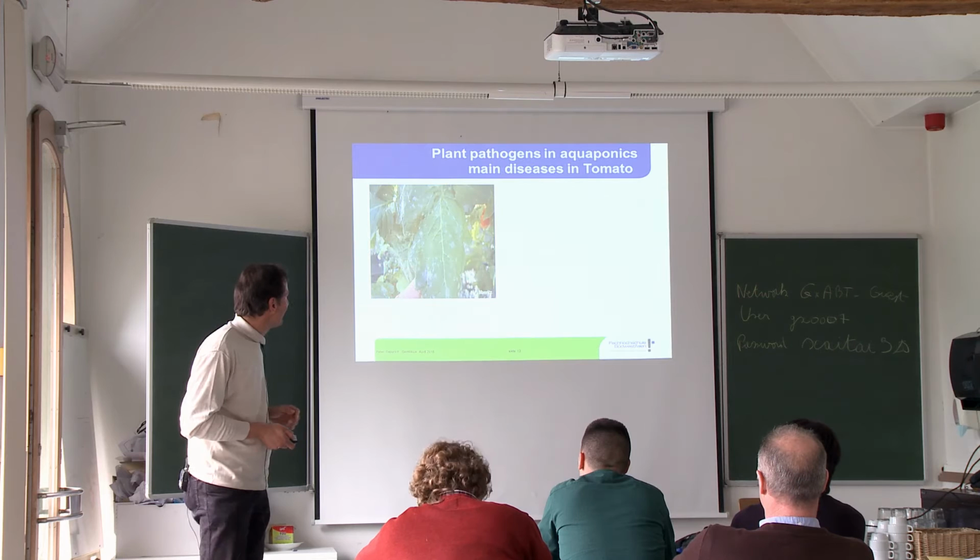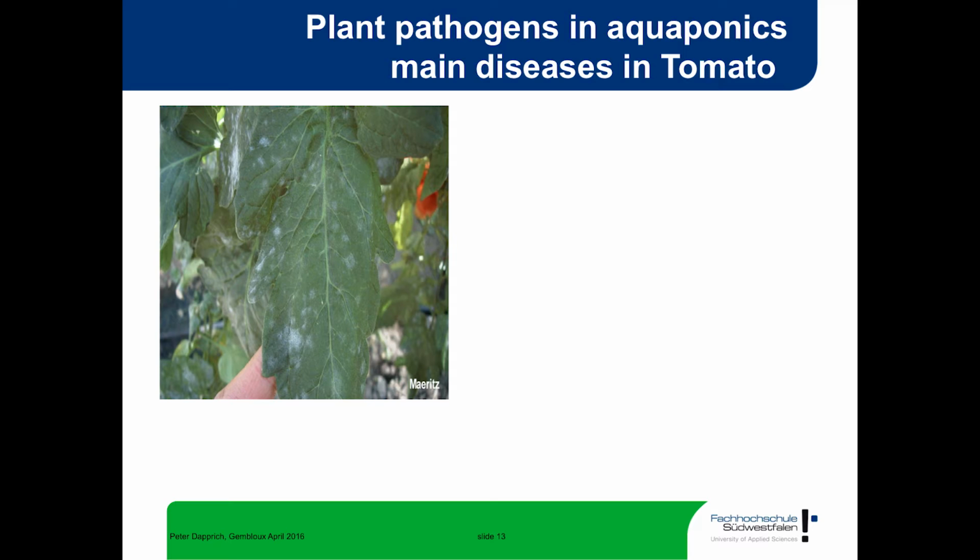If you have a leaf symptom like this, any idea what it might be? White, powdery something on the surface of my leaves. What might it be? Mildew, yes. Which one? Powdery or downy? Pardon? What is it?